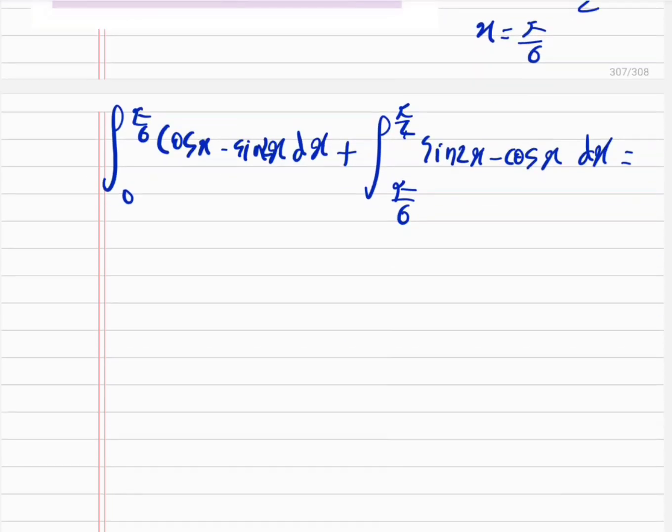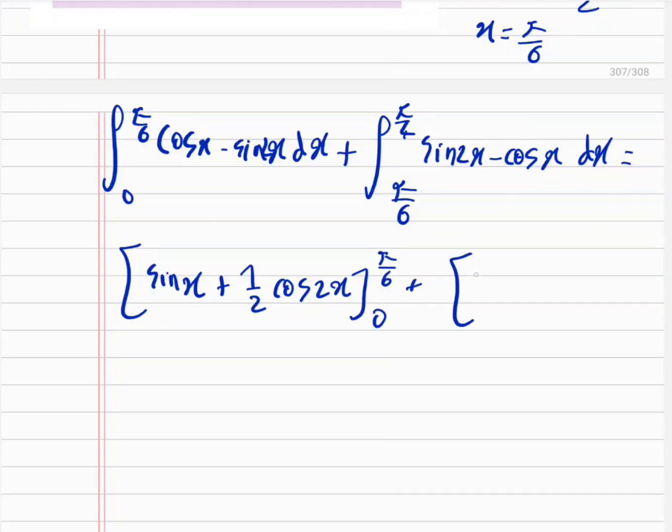Right, so for the first one, cos x integrates to sine x, and then minus sine 2x integrates to positive half cos 2x, and then we have pi by 6 and 0 as the limits. And for this one, we get the same thing basically. So sine 2x now integrates to minus half cos 2x. And then minus cos x integrates to minus sine x. And then with the limits.